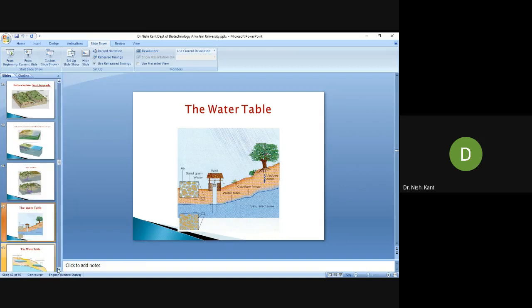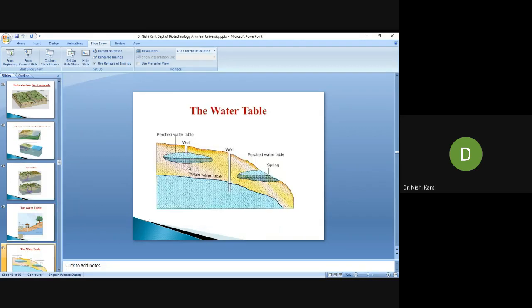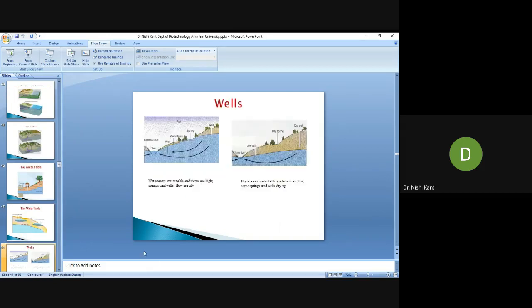Perched water table: the top of the body of groundwater separated from the main water table beneath it by a zone that is not saturated. Wells are deep holes, generally cylindrical, that are dug or drilled into the ground to penetrate aquifers within the saturated zone. Recharge is the addition of new water to the saturated zone.